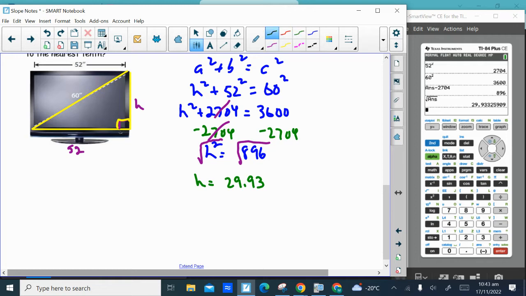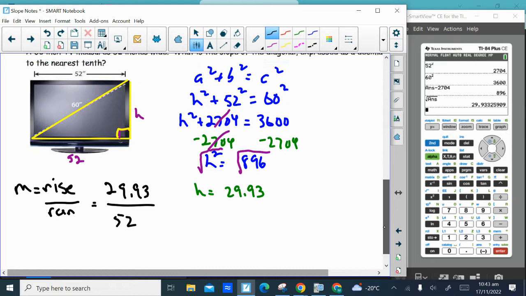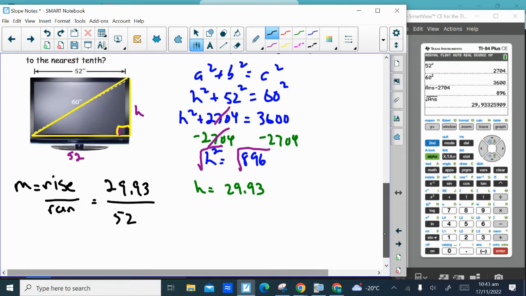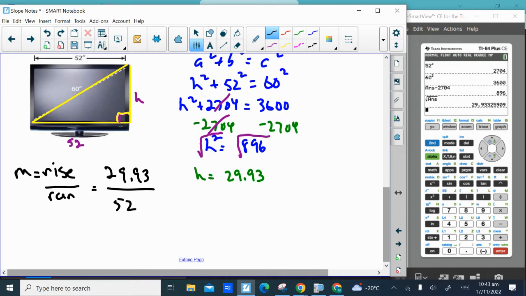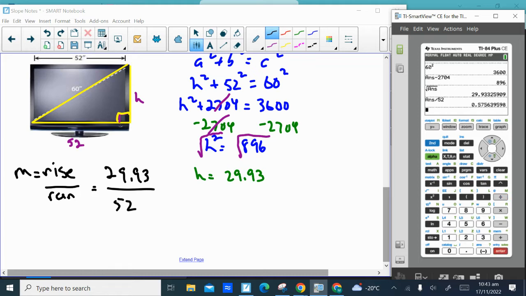So the slope, m, which is rise over run, will be the 29.93, that's our rise, over the run, which is 52. It does say to write it as a decimal to the nearest tenth. So I'm keeping that entire decimal in my calculator. I need to divide it by 52. And to the nearest tenth, it would be 0.6. That's the slope.